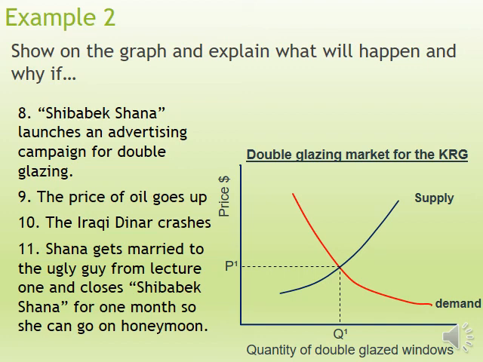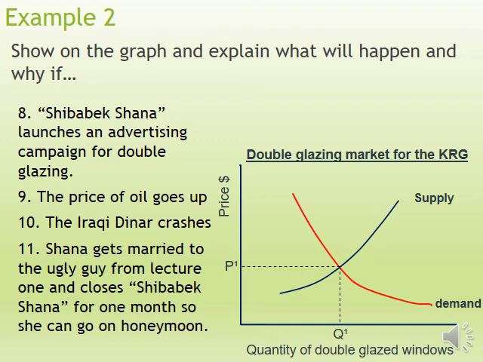What's going to happen if the price of oil goes up? What's going to happen if the Iraqi dinar crashes? Currently, the Iraqi dinar, it's about 1,200 dinar to the US dollar. What if it crashes and there's only 2,000 dinar to the US dollar?